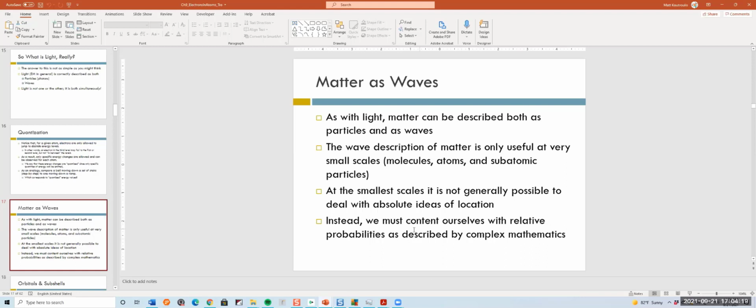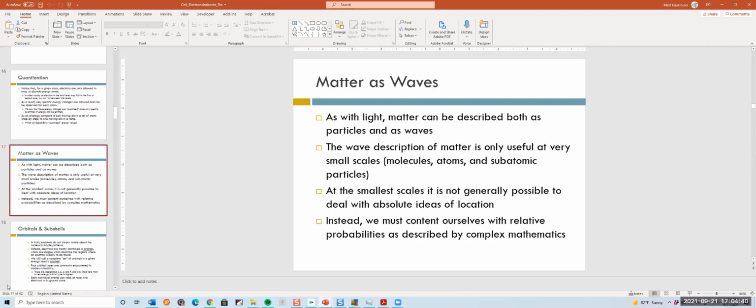So ultimately, what this means is, instead of saying that things are at a definite position, we have to say we think an electron is here. It could be there, it could be there, but we can't say for sure. There's always some uncertainty. You'll learn about that. It's called the Heisenberg uncertainty principle. Okay.